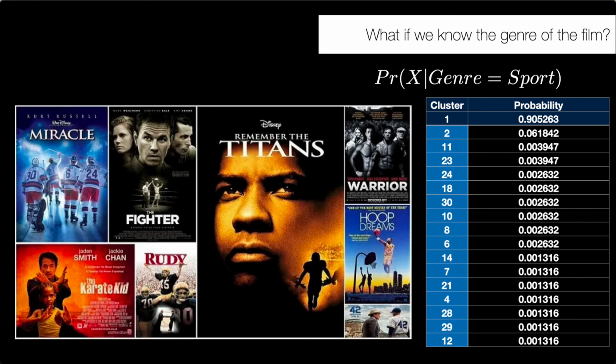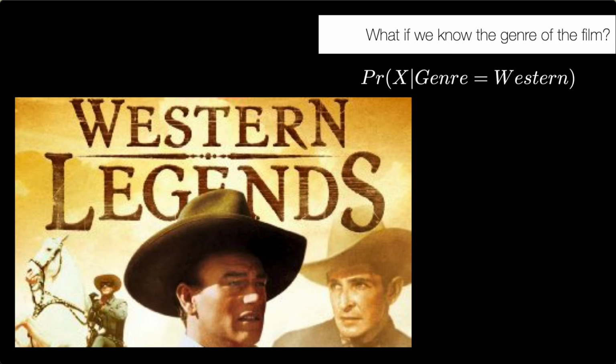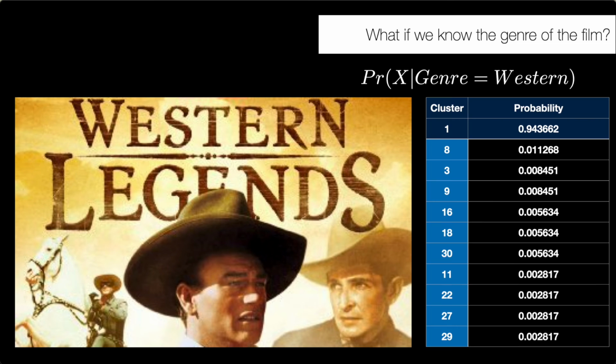And now cluster 2 is much more likely than it was. We're talking about 6%. There's a 6% chance that a sporting movie is going to land in cluster 2. We could ask the same question about other genres, say westerns, and we get a similar kind of result: cluster 1 is still the most probable, but now cluster 8 is the second most likely, at about 1%, and most of the other clusters have very, very low, or less than 1% chance.